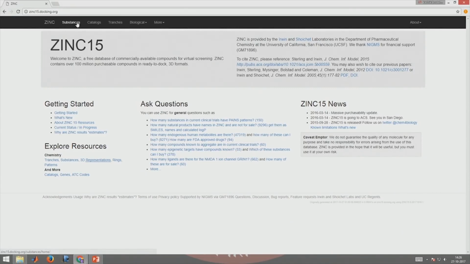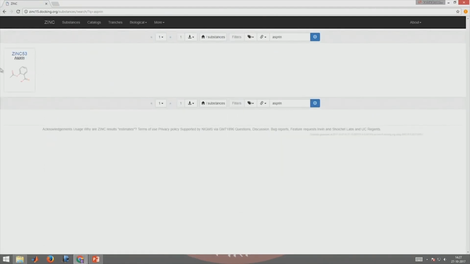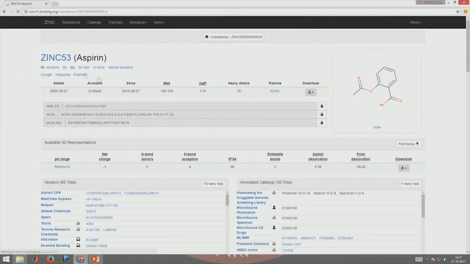Now, this ZINC database, how do I go about searching? I can click on this, search for a substance. So, I can type, for example, aspirin. So, we find the structure, I click on it. It gives a lot of information. This is the structure. As I said, aspirin is nothing but acetyl salicylic acid. This is the acetyl group. This is the salicylic acid. So, it has got a benzene and an acid here. It is available in stock and so on. Okay. The net charge on the molecule is -1.